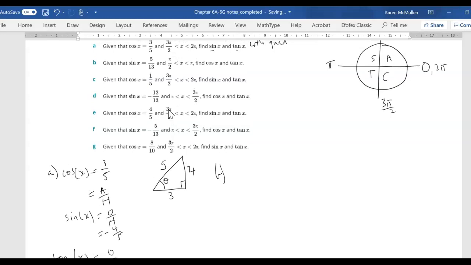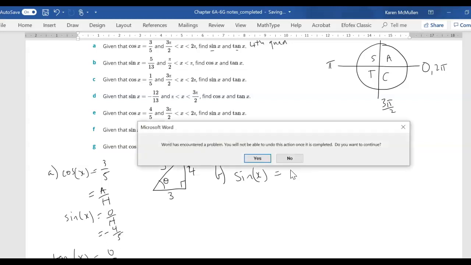All right, let's have a look at question B. So sine x equals 5.